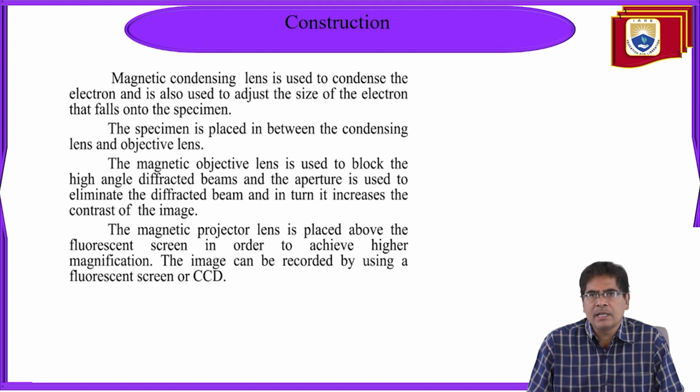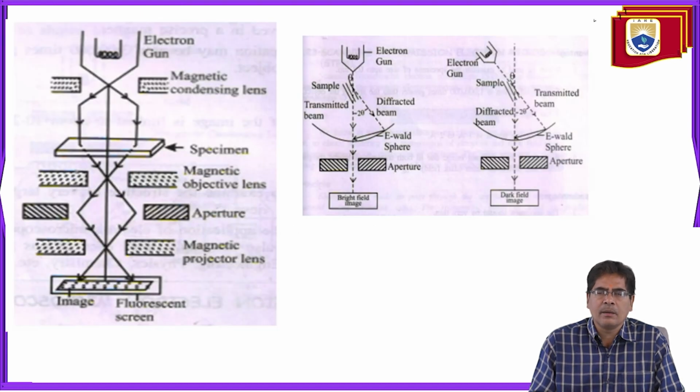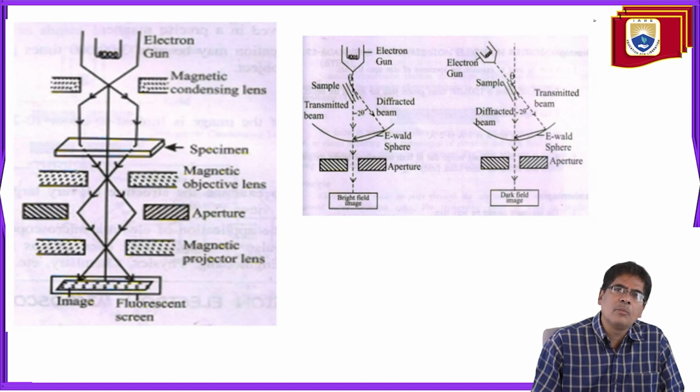The magnetic projector lens is placed above the fluorescent screen in order to achieve higher magnification. The image can be recorded by using a fluorescent screen or a compact closed circuit camera, a CCD camera. So these are the internal components, and now we have the working of the transmission electron microscope.